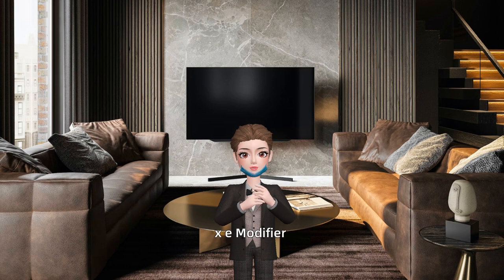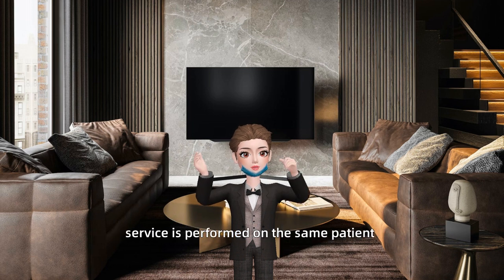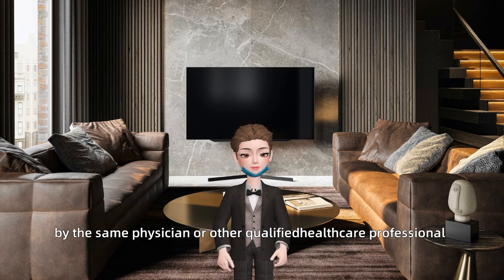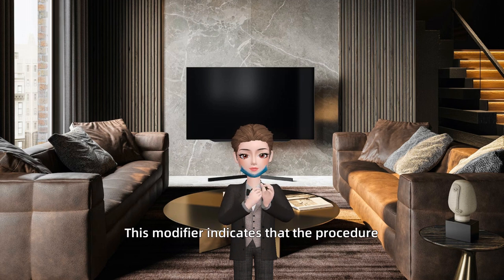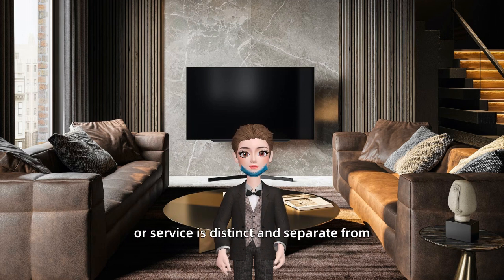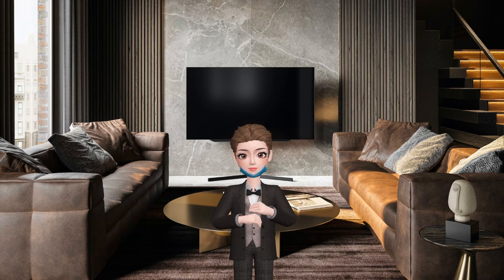1. XE modifier, separate encounter. The XE modifier is used when a procedure or service is performed on the same patient, by the same physician or other qualified healthcare professional, but during a separate encounter or visit. This modifier indicates that the procedure or service is distinct and separate from other services provided on the same day.